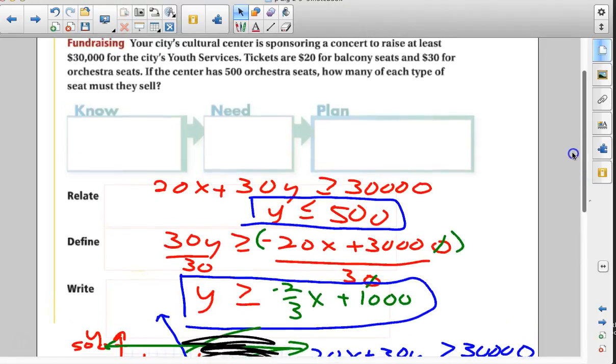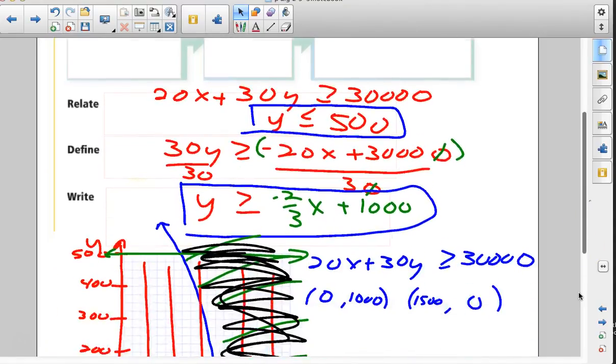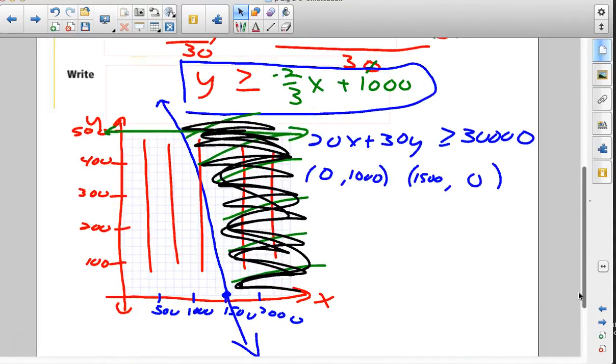So this one says, how many of each type of seat must they sell? Well, we're just going to show it as a graph. There's too many for us to tell them. There's an infinite amount of them. Until they tell us how many balcony seats are available, we really can't give them that information. So that's what we would do.